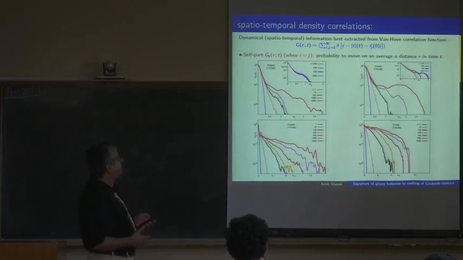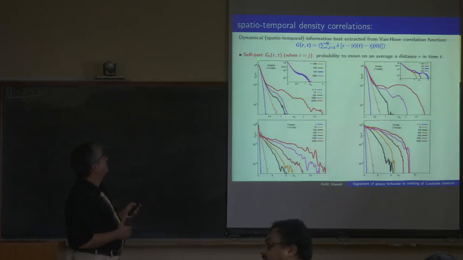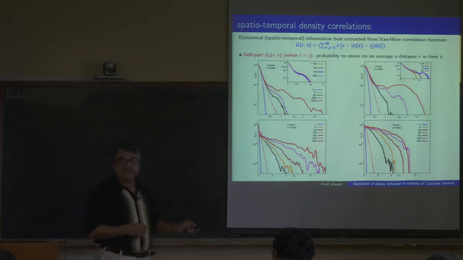Van Hove correlation function, but conceptually this is very simple. This G(r,t), which is defined this way, has a self part which says what is the probability of moving an average distance r in time t.